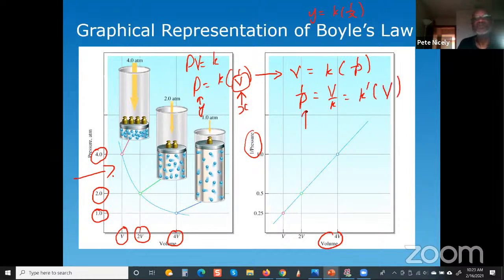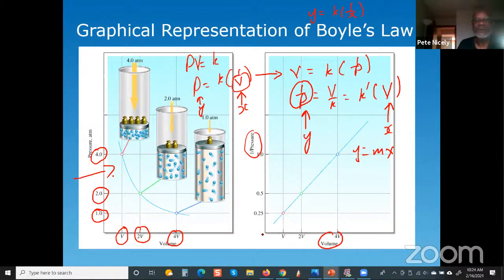So in this case, 1 over P is plotted on the y-axis, and V is plotted on the x-axis, all right? If you look at this carefully, you'll see that this is basically the equation of a straight line, y is equal to mx, right? So when you plot 1 over P versus V, you get this straight line here, all right?